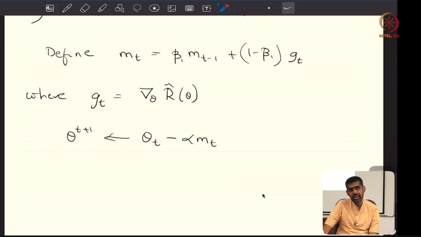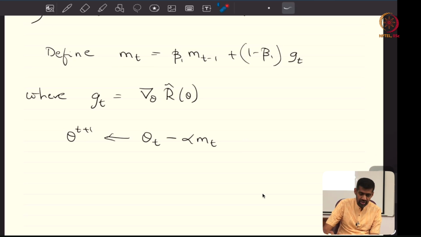Why is this a good idea? You are computing the exponentially decaying average of gradients, which means in earlier times you take larger steps depending upon the gradients, and in later steps you take smaller steps, because the gradients are being accumulated over time. So, this is called SGD with momentum, and this term m_t is called the momentum term.